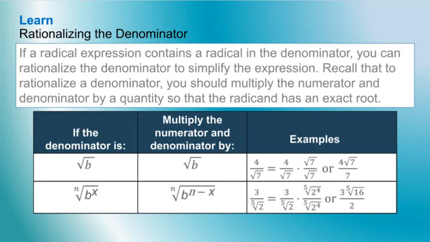And the last part for today is looking at rationalizing the denominator. Rationalizing the denominator means if a radical expression contains a radical in the denominator, you can rationalize the denominator to simplify the expression. Recall that rationalizing the denominator, you should multiply the numerator and the denominator by a quantity that has an exact root. So here, if you have a radical in the denominator, just multiply by the radical to get rid of the radical.